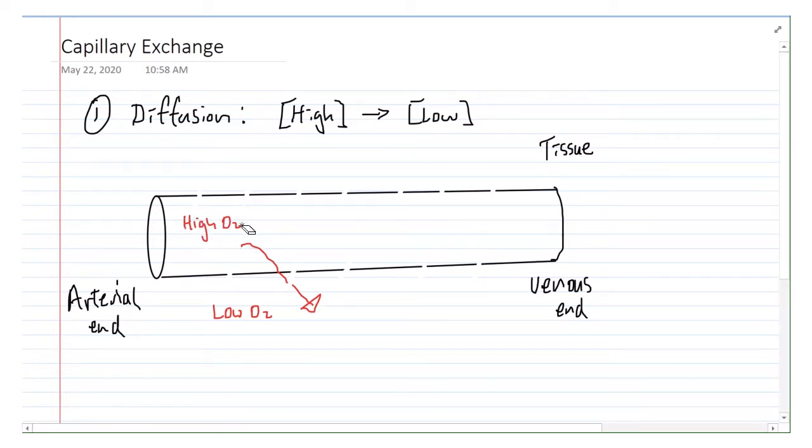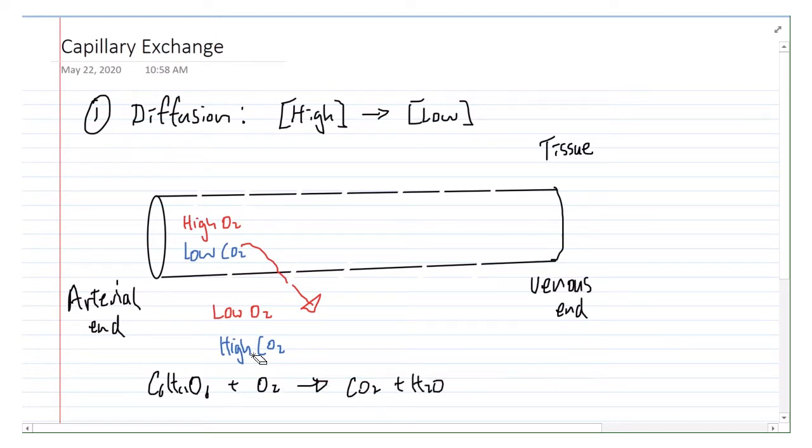Contrary to oxygen, the carbon dioxide level in the arterial blood is going to be low because it's fresh from the lungs, whereas the outside here, you're going to have high carbon dioxide, because once again out here what you're doing is you're taking glucose, reacting it with oxygen, which then produces carbon dioxide and water. So you're going to have a lot of carbon dioxide accumulating in the tissue. So the carbon dioxide is going to go from high concentration to low concentration. It's going to go in.